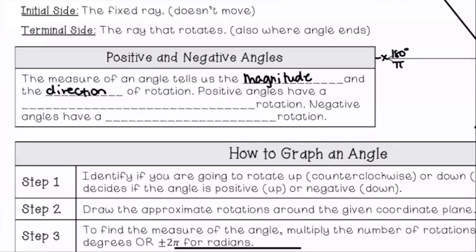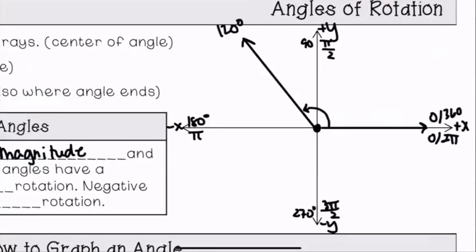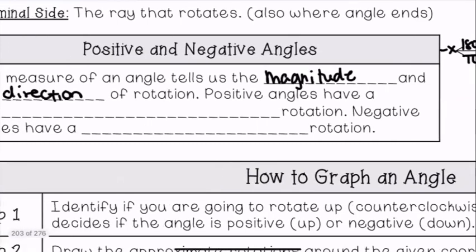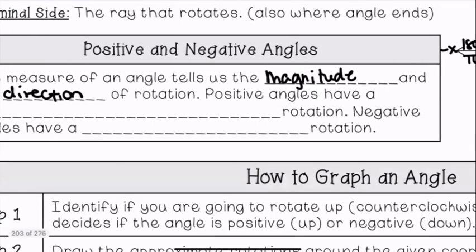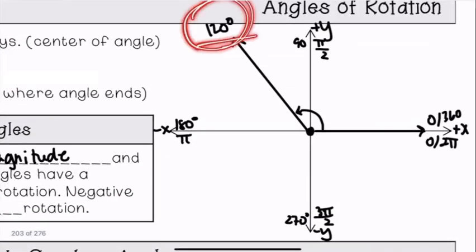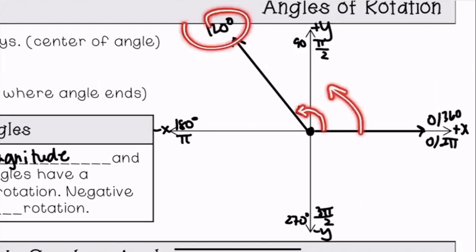Positive angles have a blank rotation, and negative angles have a blank rotation. So I'm looking here. This one is a positive 120. I already labeled it. And it's positive because I went up this way in the positive direction. If I had gone in the negative direction like that, then I would have put negative. We already have this one graphed right here. This is a positive 120, and we went that direction to get it. We went up in the positive direction.